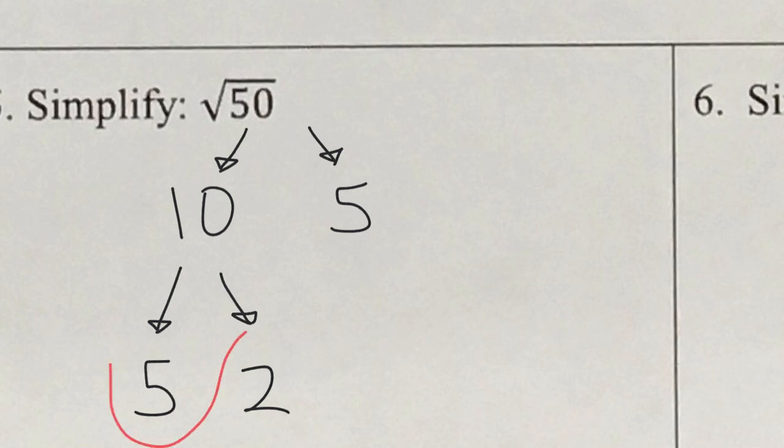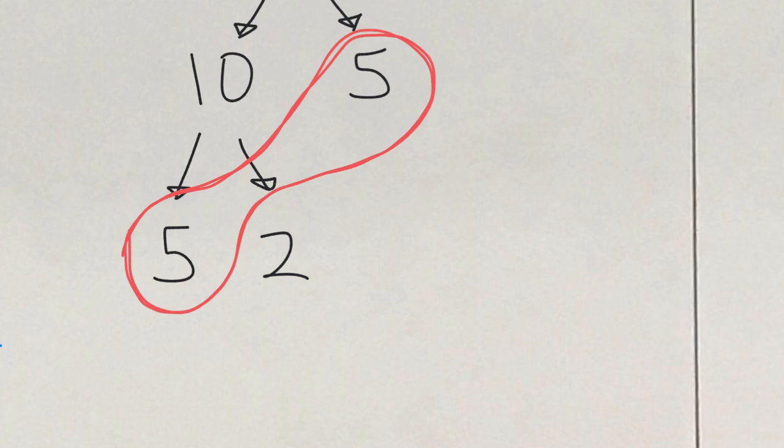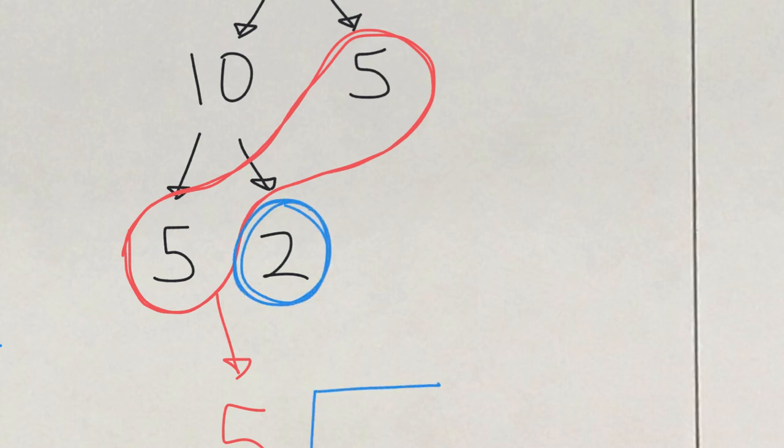So let's circle our pair. There's a 5 on the left factor tree, and there's a 5 on the right. So we circle the pair, and that contributes one 5 to the outside of your radical, right? That's a real number 5. No longer is it a square-rooted number. And anything that's not paired, so the 2 does not have a pair, that stays underneath your radical.